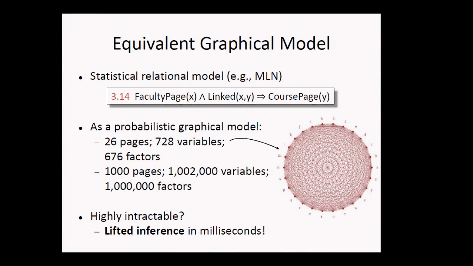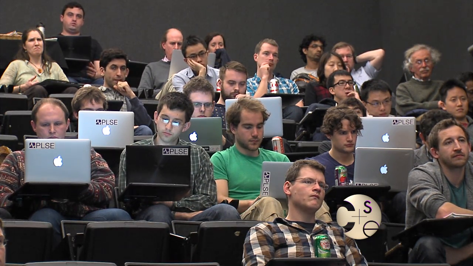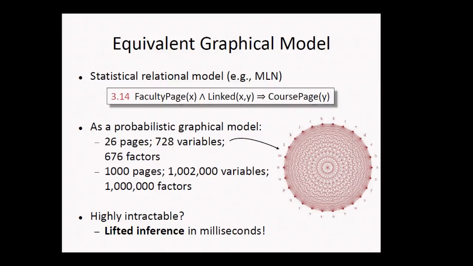And like I told you, you can turn it into a graphical model, a Bayesian network, or a Markov random field. And if you just do this for 26 pages, you already get this graphical model here, right? It has 700 variables and factors. It's very densely connected. And as you can see, it's also very, very symmetric. And then if you only have 1,000 pages, which is just a very small snapshot of the internet, you already have 1 million variables and 1 million factors in this distribution. And you would just see a large dot here on the slide, right?